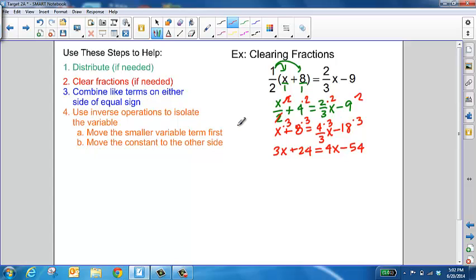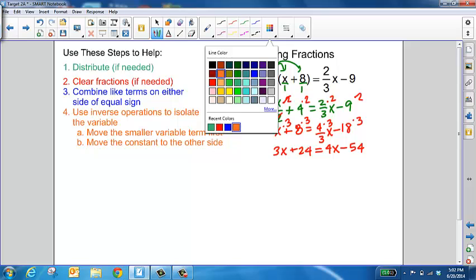Now, step 3 is to combine like terms on either side of the equal sign. But as you can see on the left here, we cannot combine 3x and 24. On the right, we cannot combine 4x minus 54, so we're going to move on to step 4, which is using those inverse operations to isolate the variable.